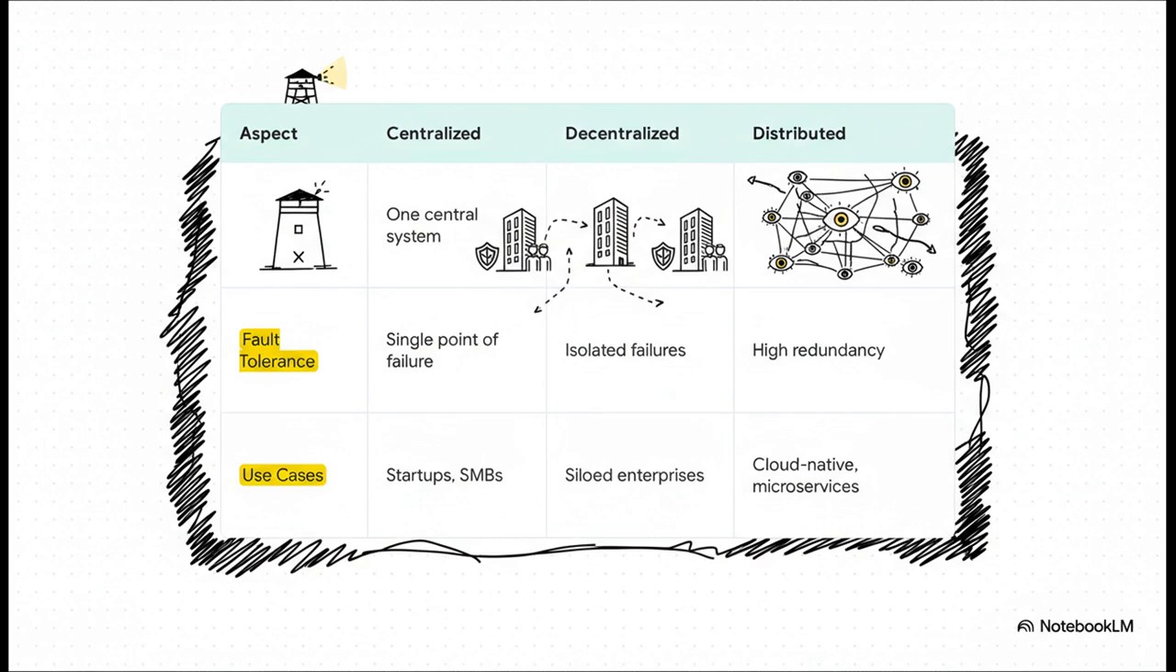Then you have decentralized. This is like having separate security teams for each building in a giant campus. You see this a lot in big enterprises that have siloed departments. Finally, there's the modern cloud-native way, distributed. Here, monitoring is a shared responsibility baked into the whole system. This makes it super resilient and absolutely perfect for those complex microservices-based environments we talked about earlier.